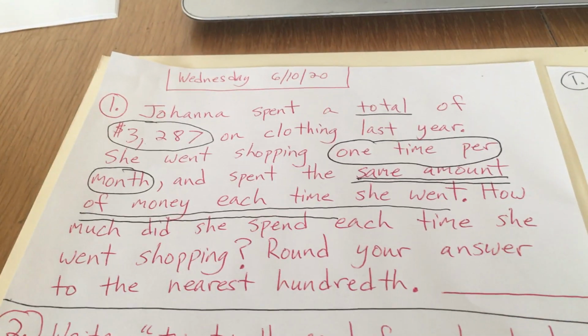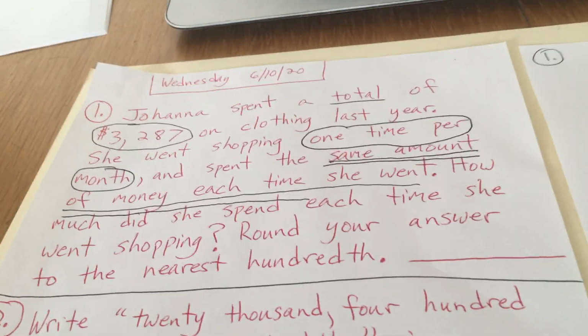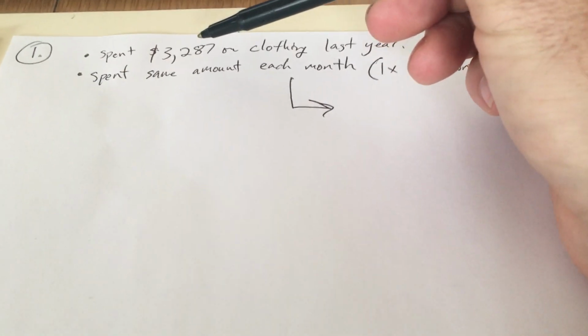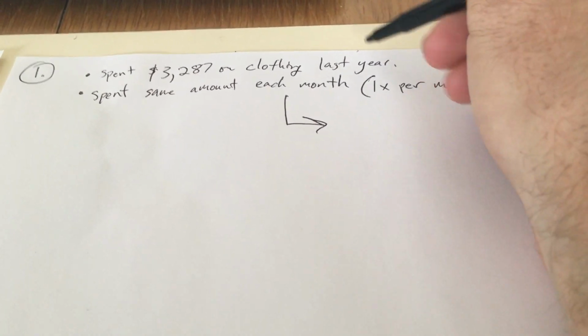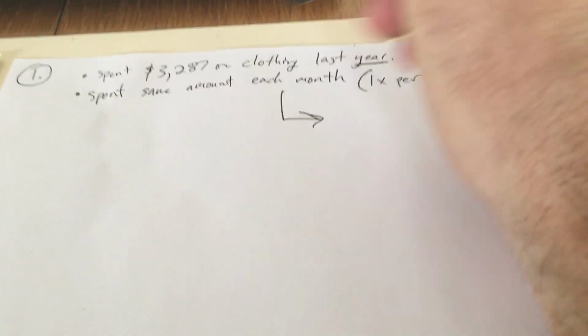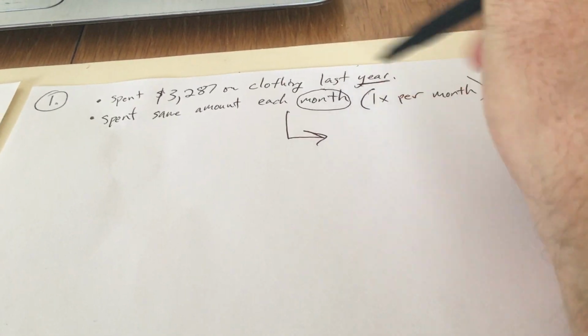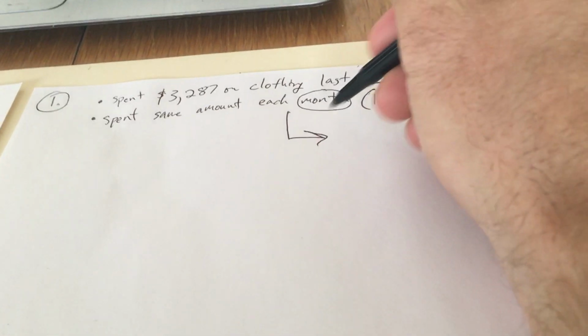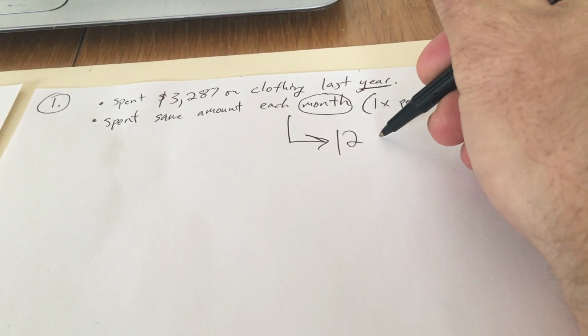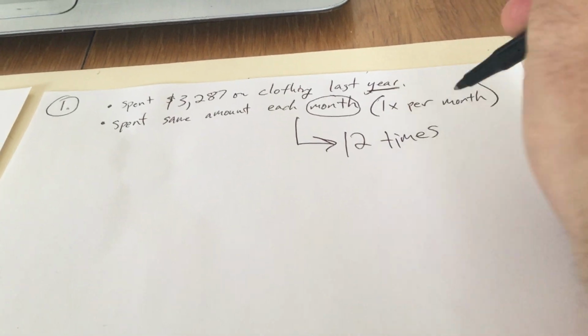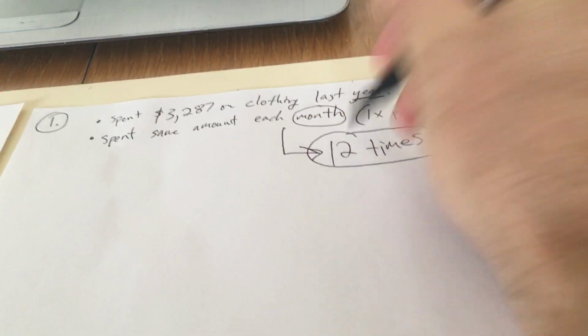Okay, so an important piece of information that this problem doesn't give you that you are expected to know is how many months there are in a year. Because she spent $3,287 last year, she spent the same amount each month, and she went shopping 1 time per month. So how many times did she go shopping last year? There's 12 months in a year, so she went shopping 12 times.